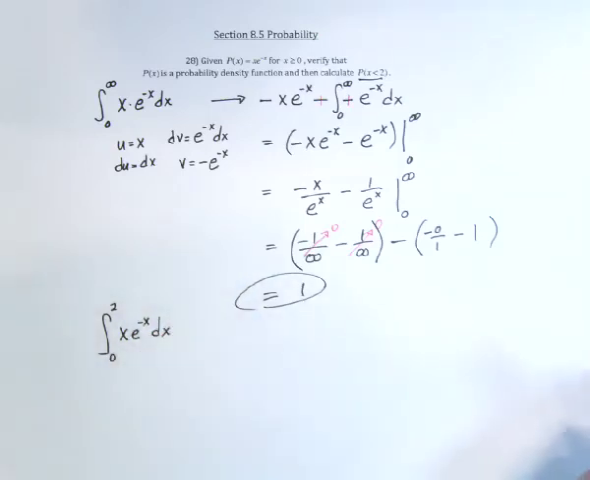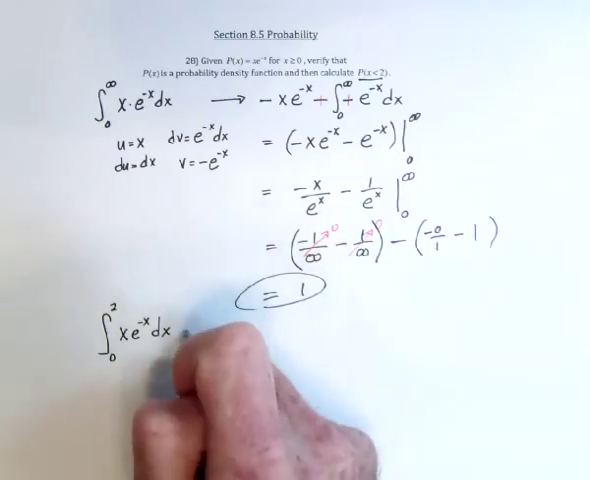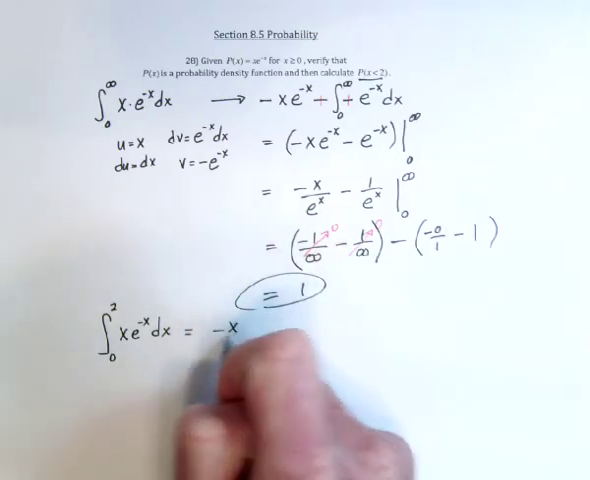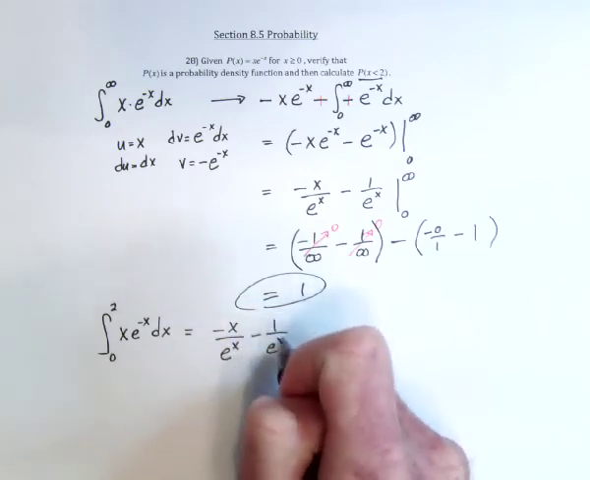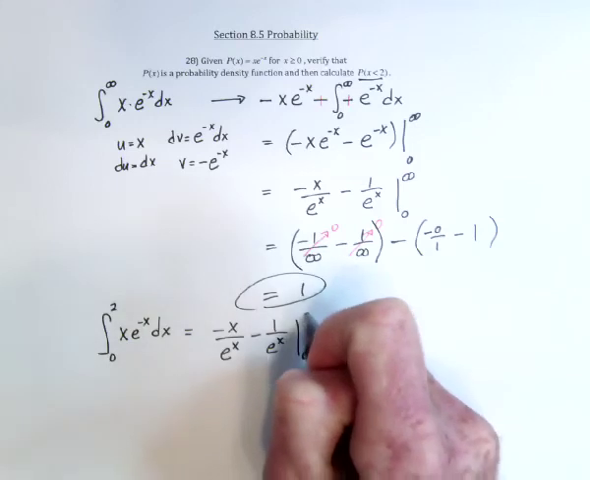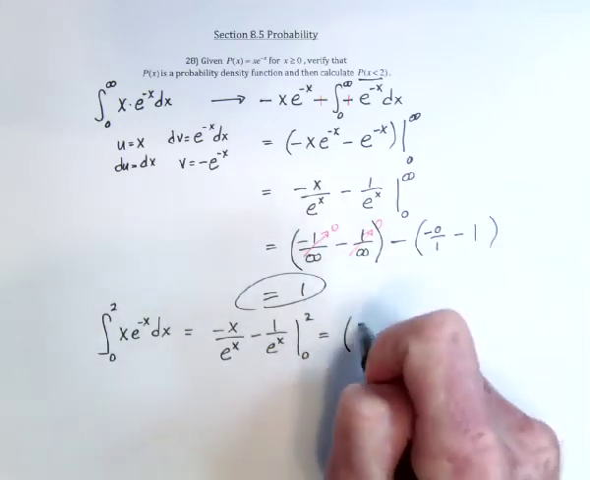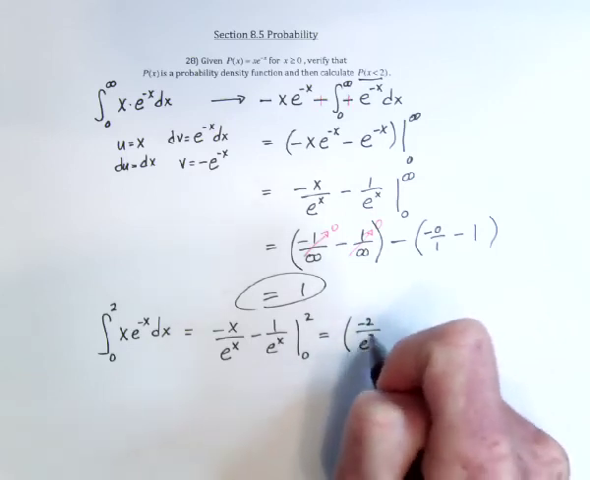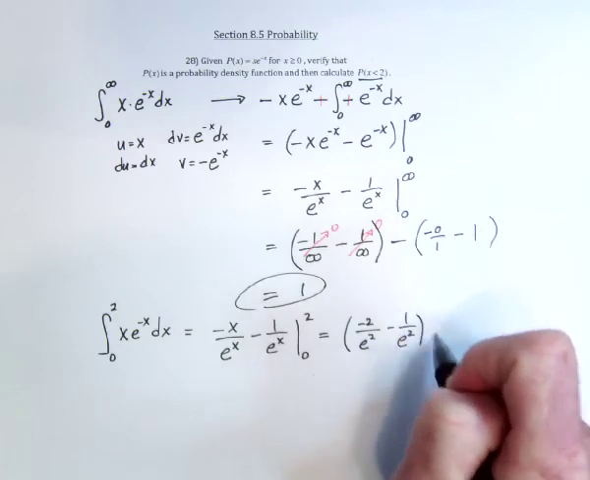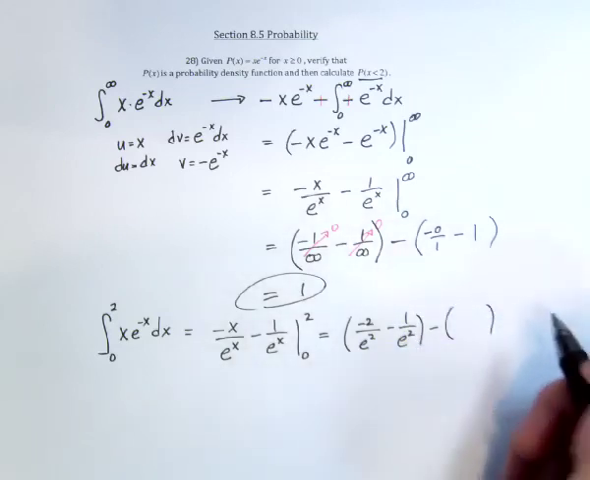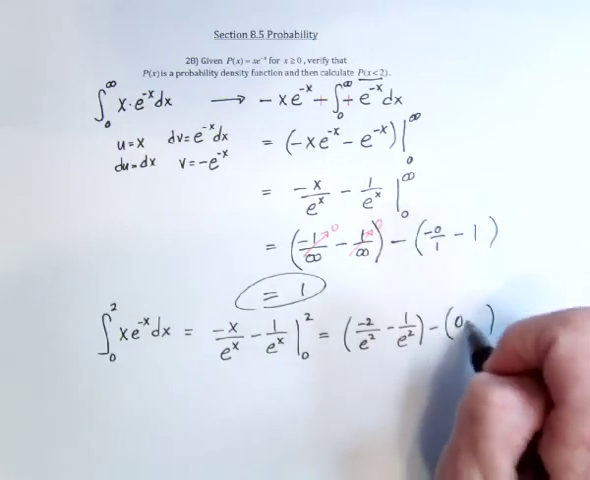So don't redo the same work, just go back to this right here and use the different limits. So we'd have negative x over e to the x minus 1 over e to the x. Evaluate from 0 to 2. So then we would have negative 2 over e to the 2 minus 1 over e to the 2. And then as we saw for this one, when you substitute 0, it becomes 0 minus 1.